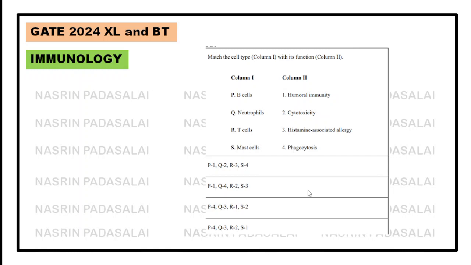In these days, many immunological questions are asked, specifically for GATE BT. I'm talking about GATE BT, and also the match-the-following type. If you cover even 50% of the immunology concepts, you can easily score the correct marks. If you follow this video completely, I think you can definitely score for 50% of the questions asked from immunology, you can give the correct answer.